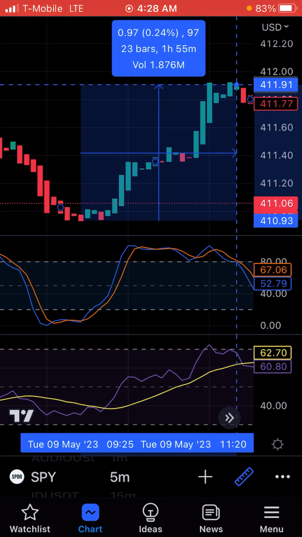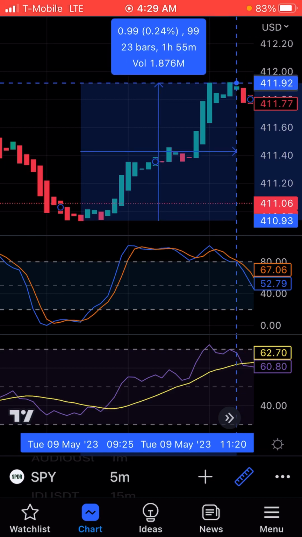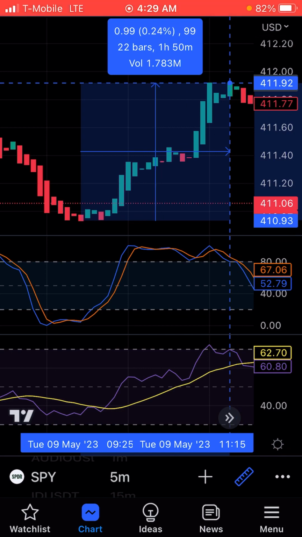You can see right here this is almost a $1 difference in price. Yeah, it's about a $1 difference, so that's about $50 right there.